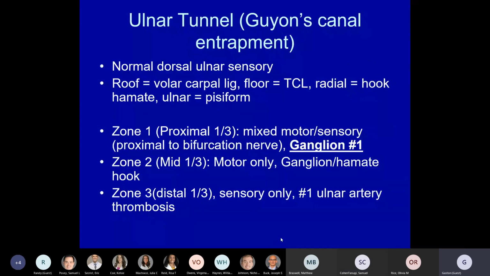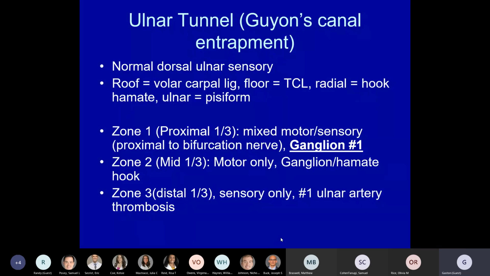Guyon's Canal, entrapment of the ulnar nerve. Again, normal dorsal ulnar sensory because that takeoff is proximal to Guyon's Canal. The borders were asked a long time ago. It's been a while. Volar is the volar carpal ligament, the roof; the transverse carpal ligament, the floor; hook of the hamate radially, and pisiform ulnarly.